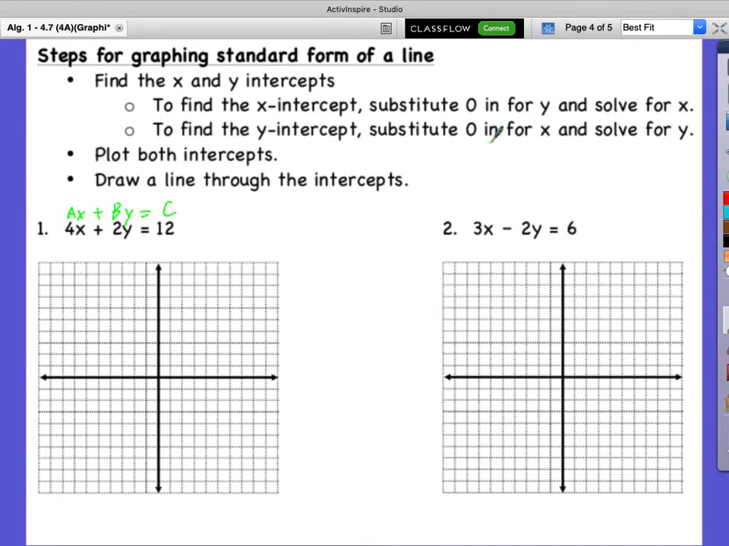So in order to find the x-intercept, we're going to take this equation, but we're going to make y 0. Because what does the y have to be if it's an x-intercept? It has to be 0. So we're going to make it 0.